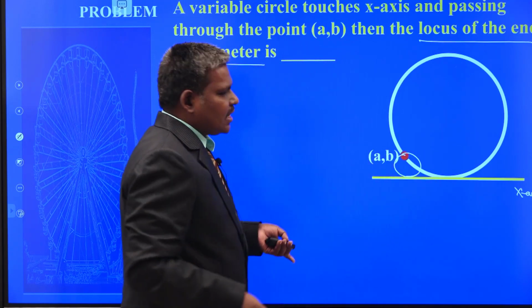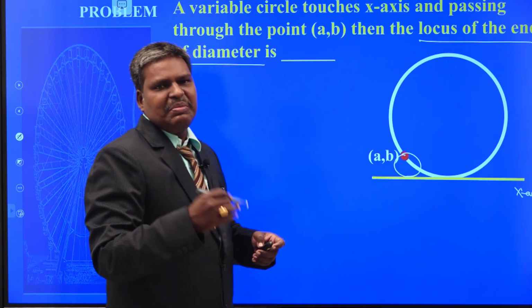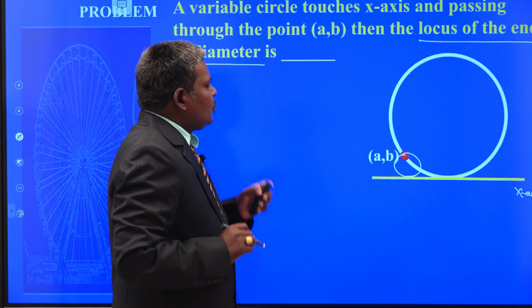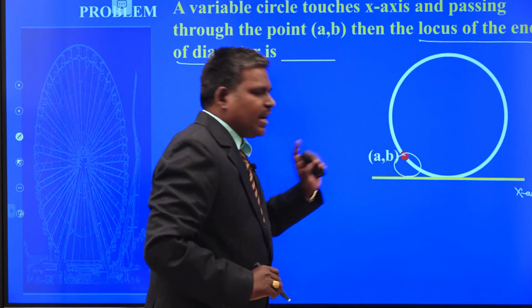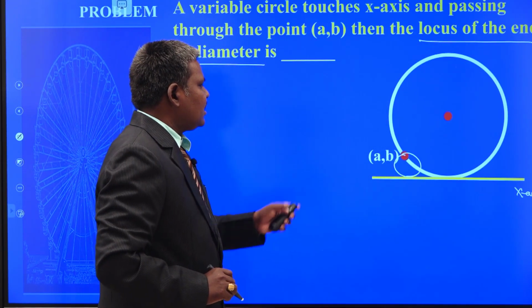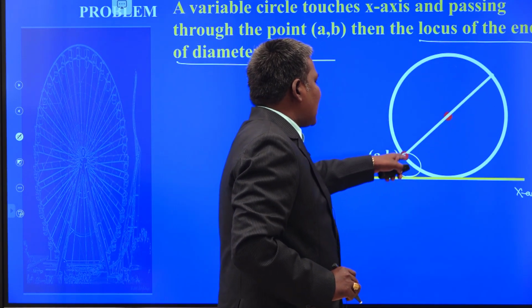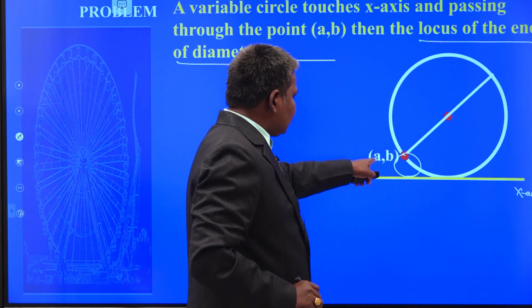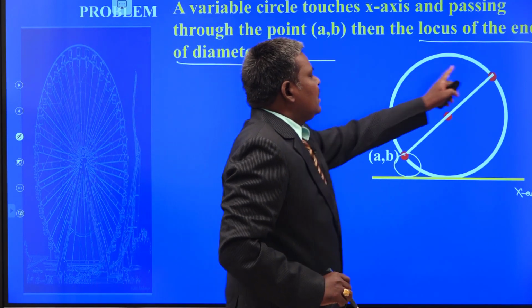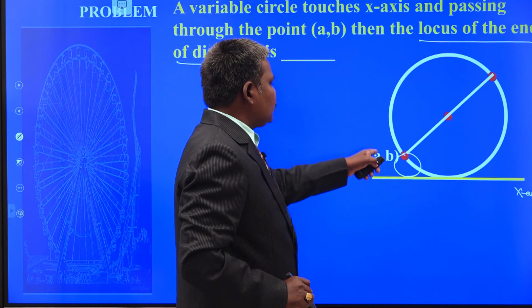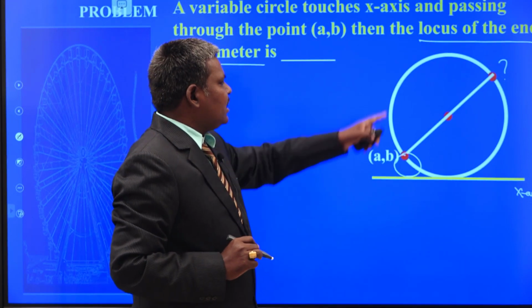You can build up so many circles that satisfy the condition of passing through A comma B and touching the x-axis. What is your aim? You have to find the locus of the other end of the diameter of the circle through this point A comma B. See here, this is the center of the circle. This is the diameter. What is the speciality of this diameter? The diameter passes through the point A comma B. You have to find the locus of the other extremity of the diameter through A comma B. This is a point on your locus.